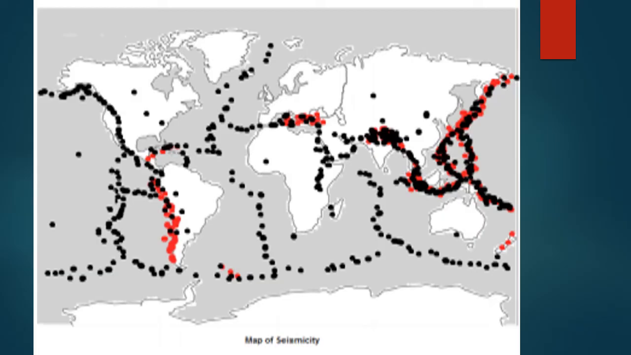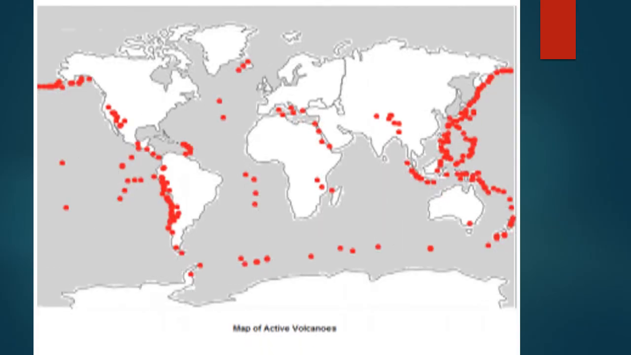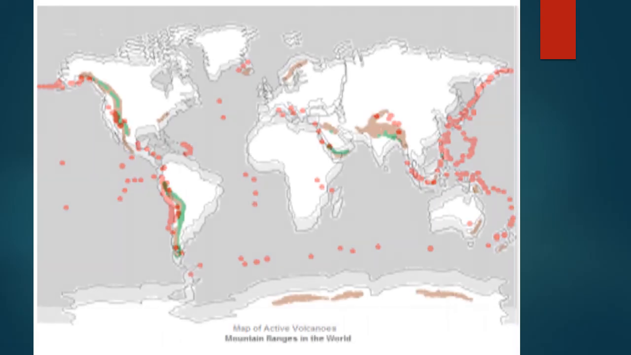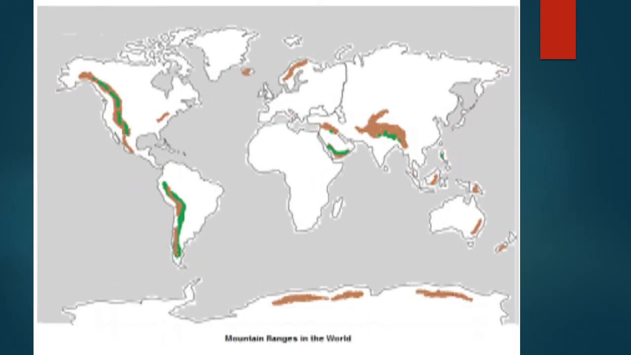Remember that from the previous week you were able to do the triangulation method, where you were able to determine the epicenter of an earthquake. Now this map shows us the epicenters of earthquakes around the world. While this map shows the active volcanoes around the world. While this shows the major mountain ranges in the world.